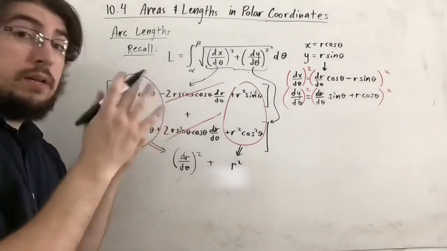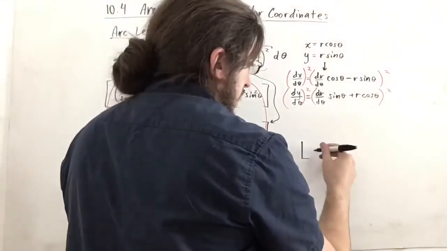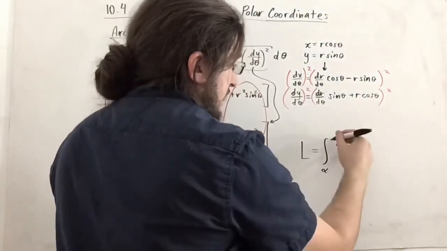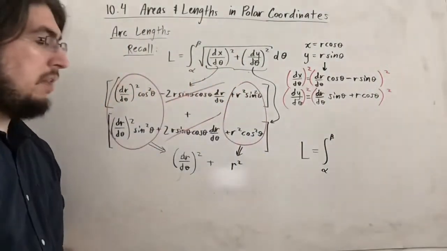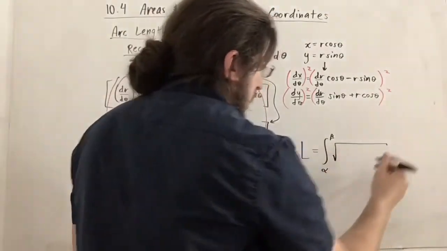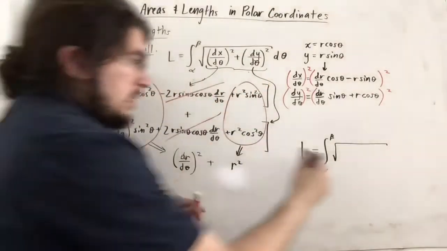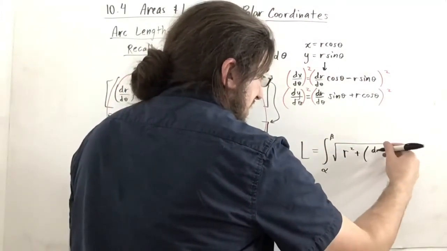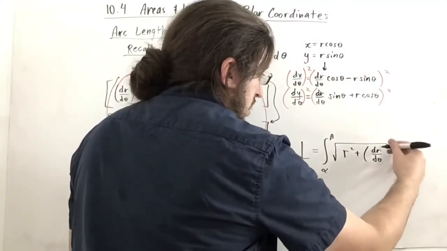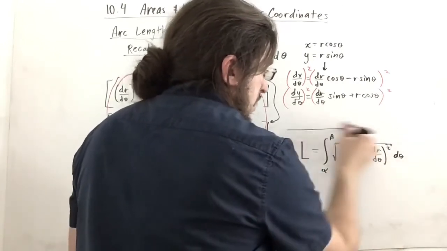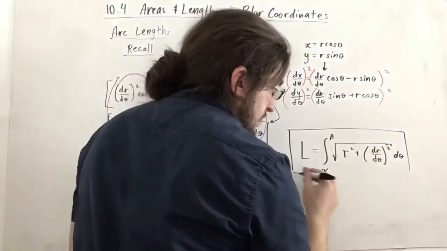Awesome. So that's what the formula is actually, just the length between these two theta values, let's call them alpha and beta, times the square root of, let me write it in opposite order. So I'll write this as r squared plus dr d theta squared, and then d theta. So this is the arc length formula.